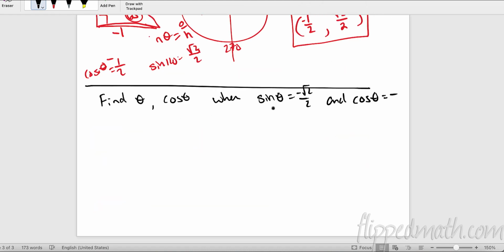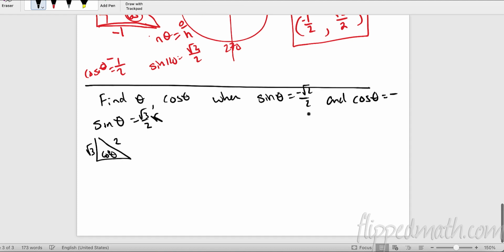All right, here's the second type of problem. Find theta, find cosine of theta when sine of theta is this and cosine of theta is that. Well, let's say sine of theta equaled radical 3 over 2. As soon as I see that radical 3, I know I'm dealing with a 30, 60, 90 triangle. And I know that theta is opposite, so radical 3 is opposite of that, and 2 is there. That means theta has to be a 60-degree triangle, right?